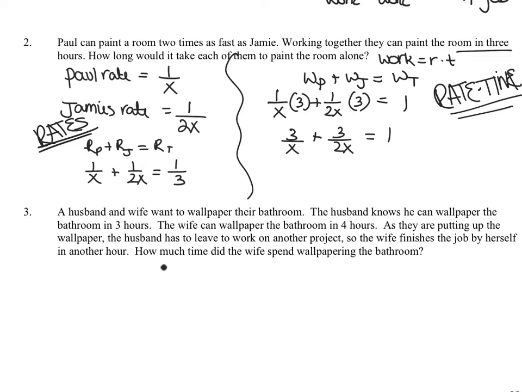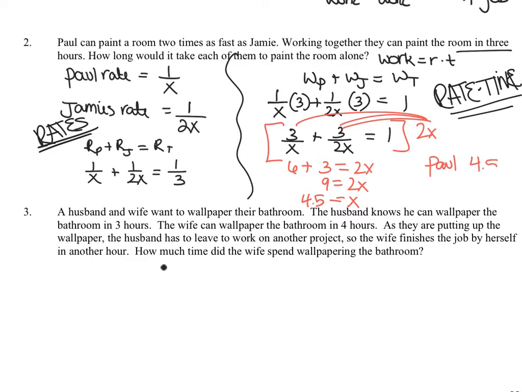Last week when you learned to solve rational equations, we got common denominators. Once those denominators were common, we crossed them off and solved. You can do that. I saw a lot of you multiplying both sides by the LCD, so that is fine too. I'll show you both ways here. If I multiply by the LCD, my LCD here is 2x, and when I distribute that, I get 6 plus 3 equals 2x, 9 equals 2x, and x equals 4.5. So that means Paul worked for 4.5 hours, and Jamie is twice that, so 9 hours. So if they did it alone, it would take Paul 4.5 hours, and it would take Jamie 9.